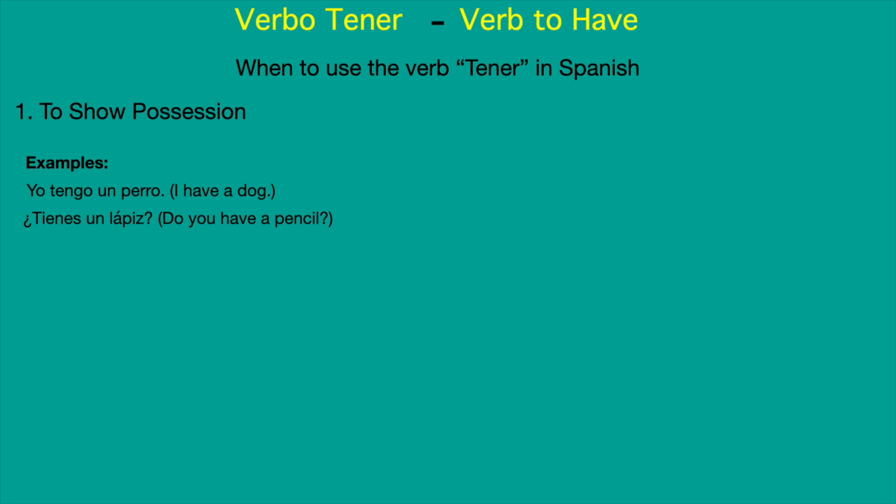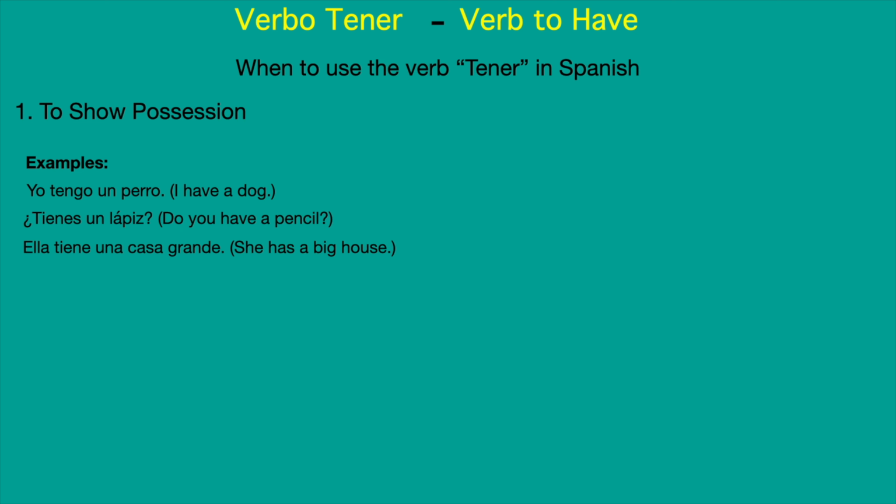If you look again at this part, tienes, we are not going to put the yo, only the verb. ¿Tienes un lápiz? Do you have a pencil? You don't have to use yo or tú, because tienes, remember, is used only with tú. So tienes is only with tú. You don't have to say tú tienes, you only say tienes un lápiz.